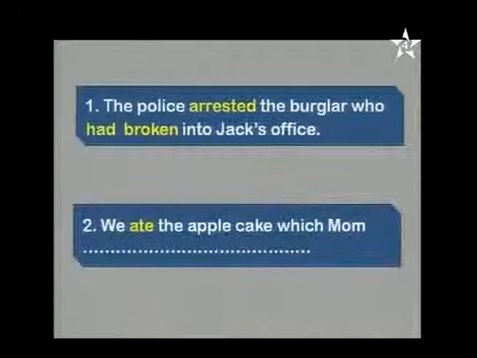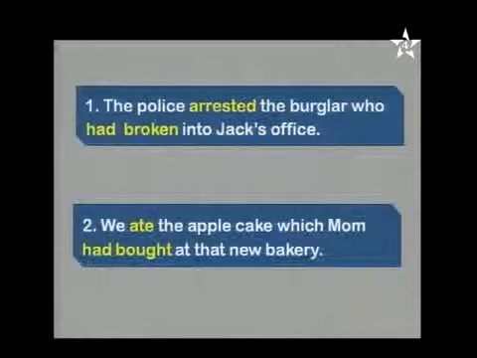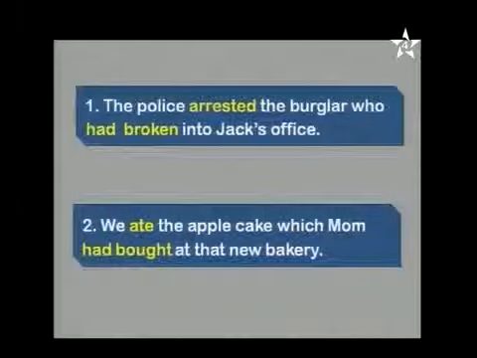We ate the apple cake. Which mom? What did mom do? She had made it. She had bought it. She had bought it at that new bakery, for example. So we ate the apple cake which mom had bought at that new bakery.